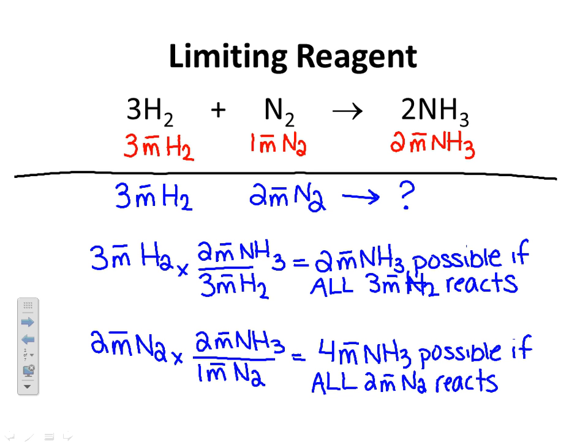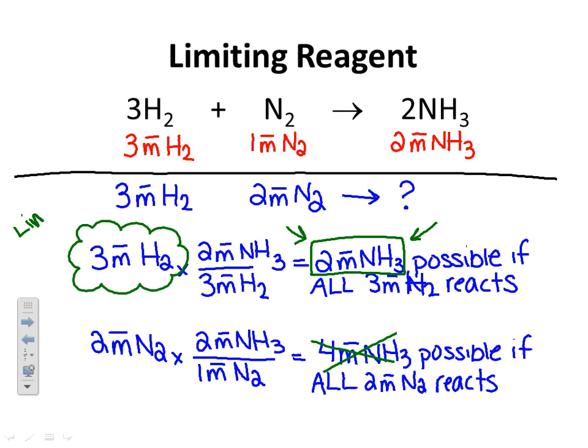So these can't both be right. And the one that's smaller, in this case, 2 moles of NH3, has to be the correct answer. If I can only make 2 moles of NH3, I can't possibly make 4. I'll run out of hydrogen before that happens. So this is the correct product, the 2 moles of NH3. And the reactant that you started with is the limiting reagent. The limiting reagent limits the amount of product that you can form.